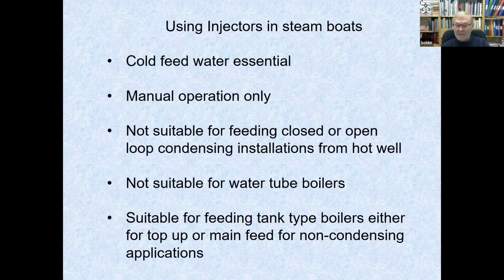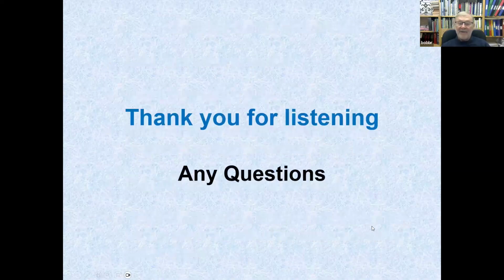So if you've got a loco boiler or a vertical boiler where it's non-condensing, it's ideal. Or if you've got a condensing system and the amount of water in the system is going down and you can't replace it by pumping, you put the injector on and it supplements the boiler feed. That's probably it. So if you've got any questions, fire away.